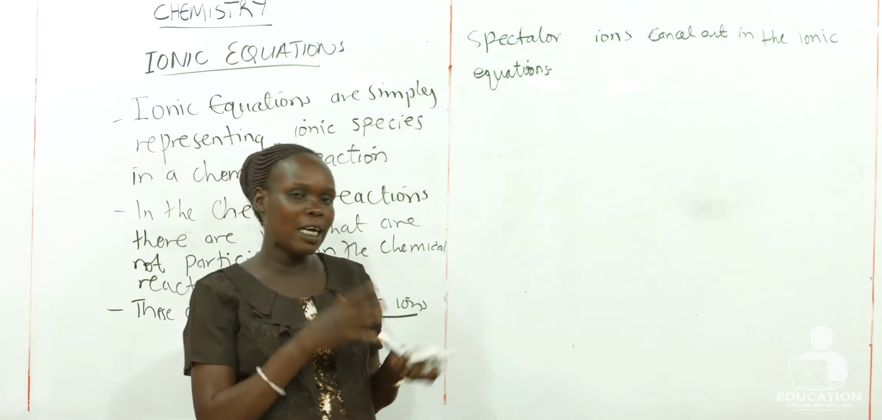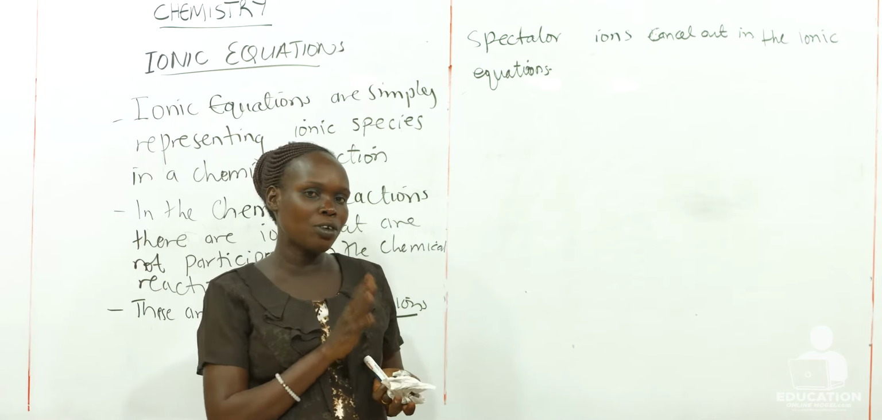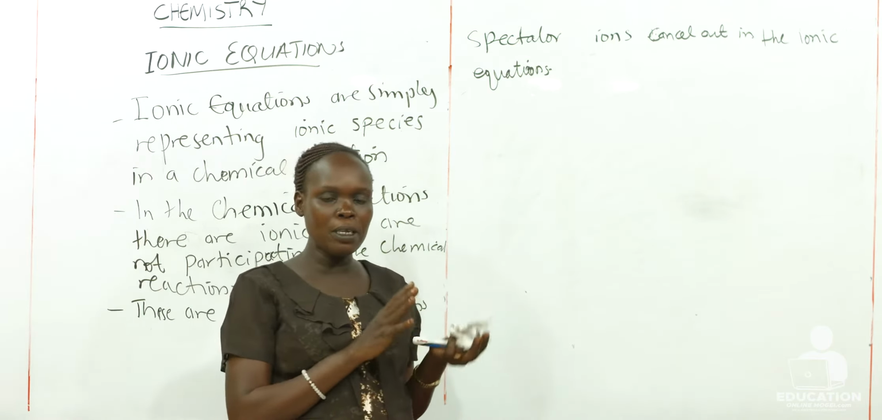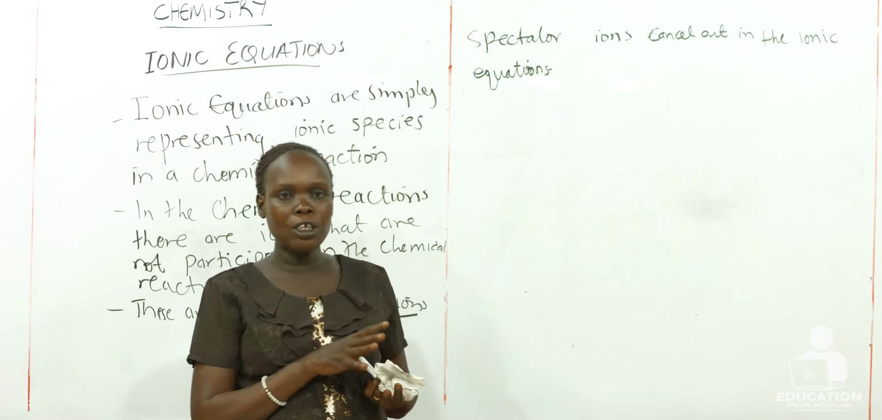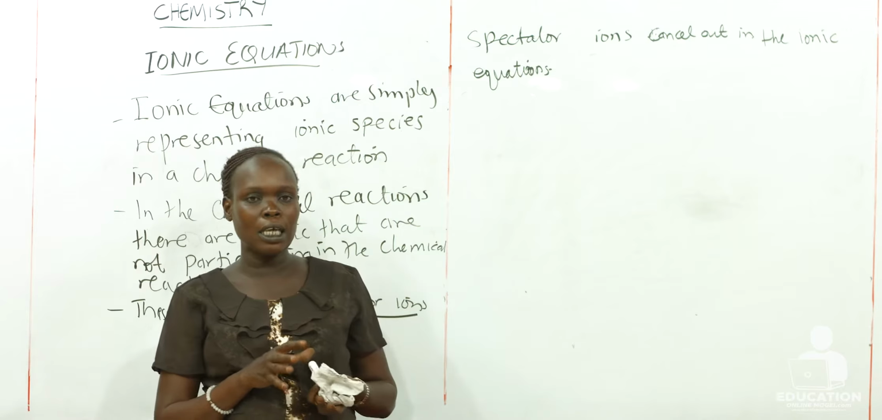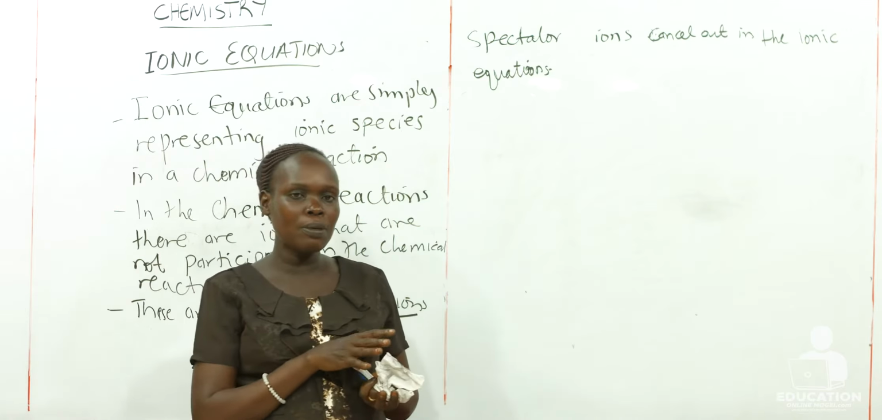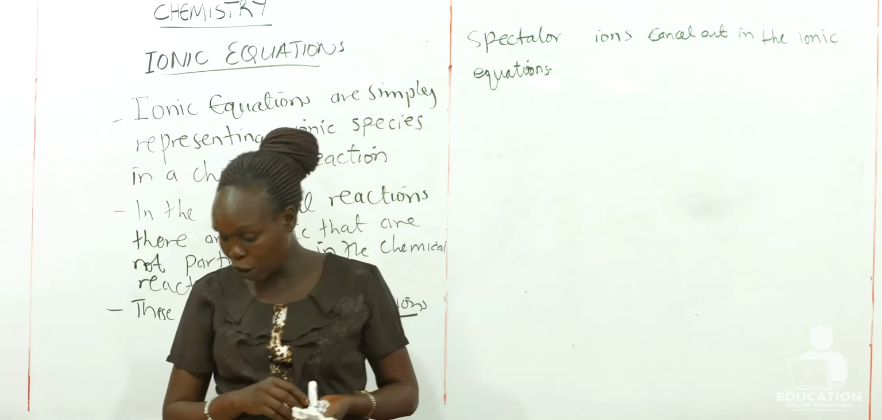When they cancel out, it means that we have a total ionic equation. You represent them all there, but when you come to the half ionic equation, we cancel them out and we don't represent them in the half reactions.